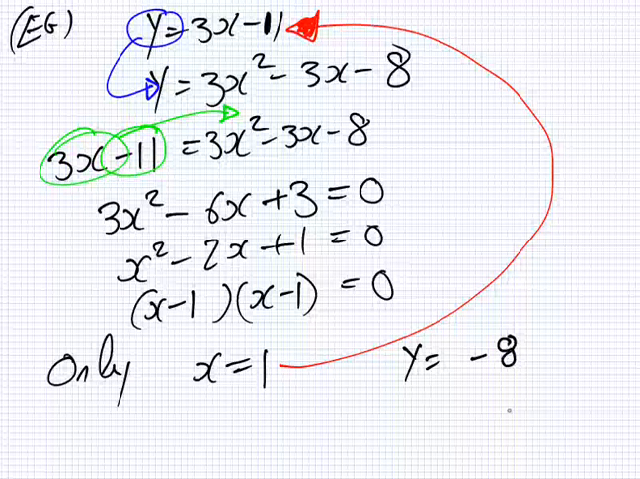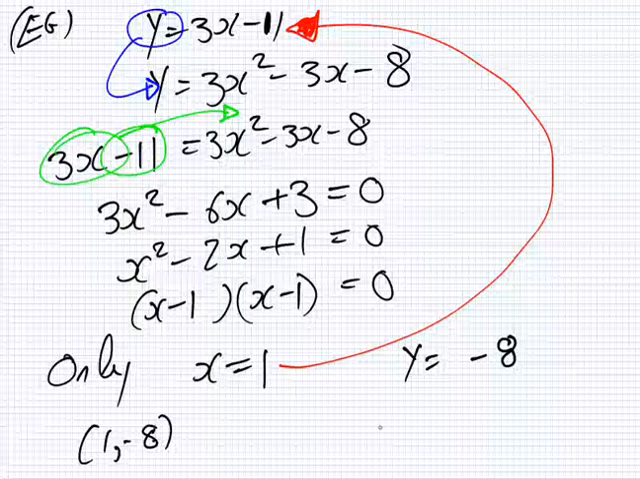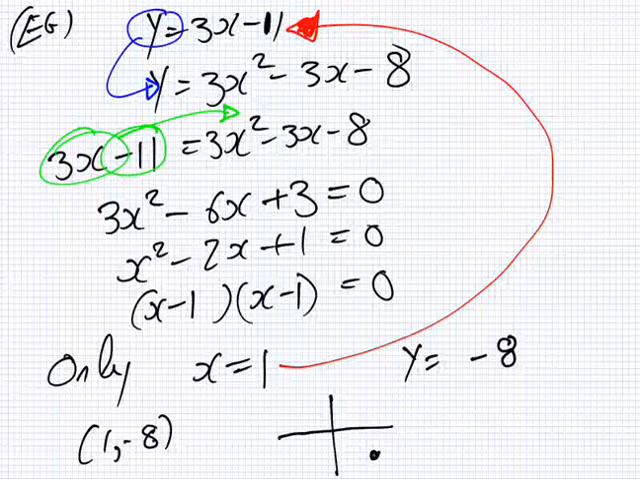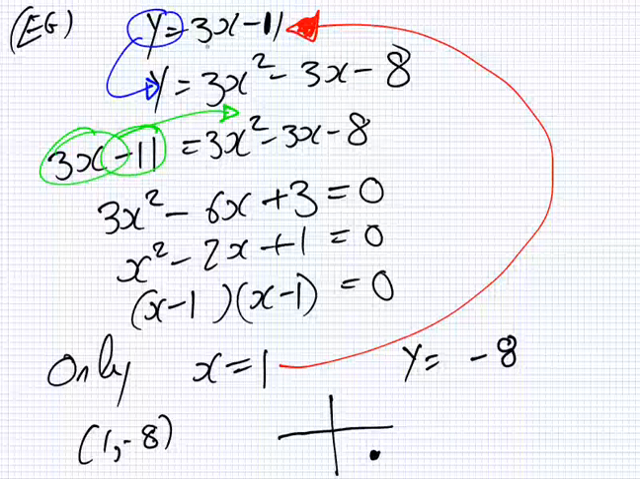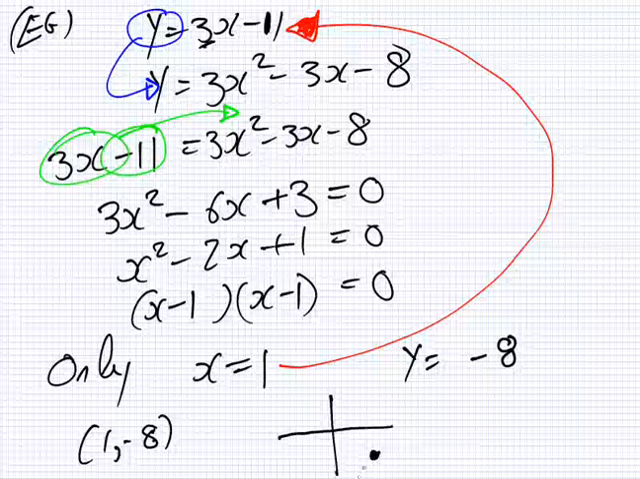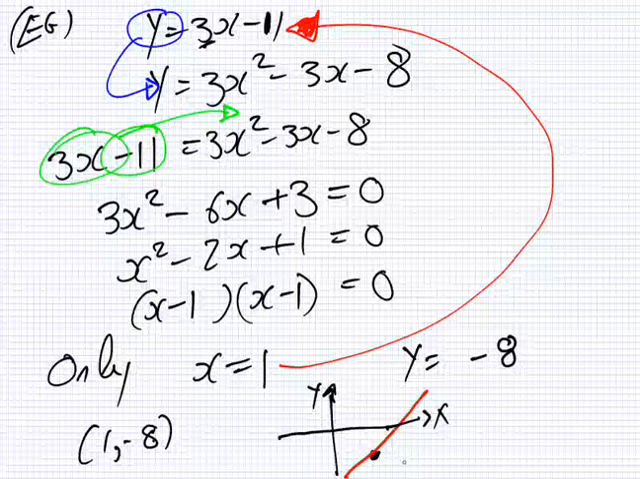Let's do this one here. For example, y equals 3x minus 11, and y equals 3x squared minus 3x minus 8. Again, this is already as the y, so we can sub it in. I'll get 3x minus 11 equals 3x squared minus 3x minus 8, and that goes in there for the y. Taking this and this to the right, I'll get 3x squared minus 6x plus 3 equals 0. Now, everything can be divided by 3.